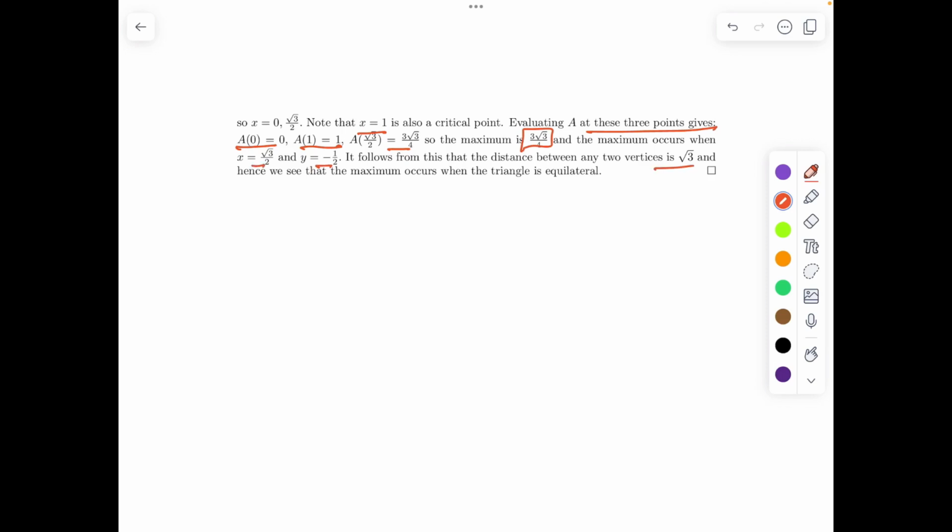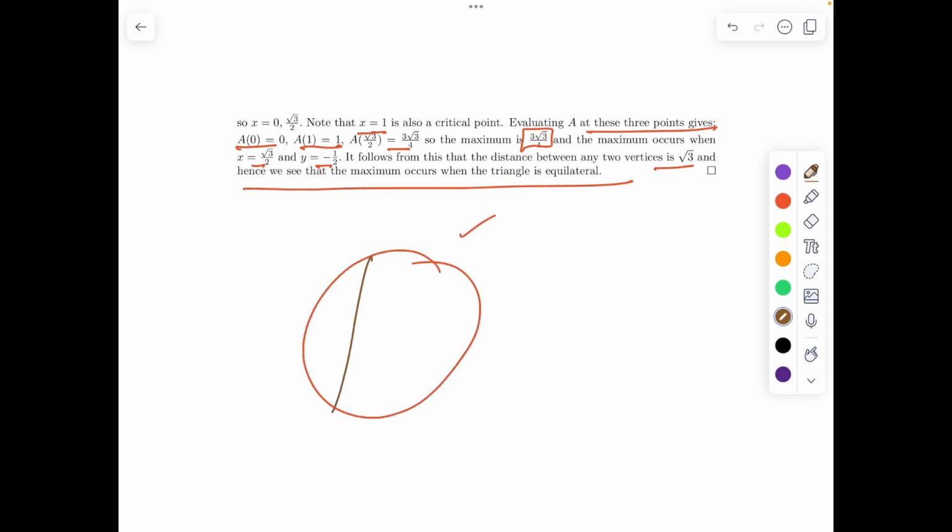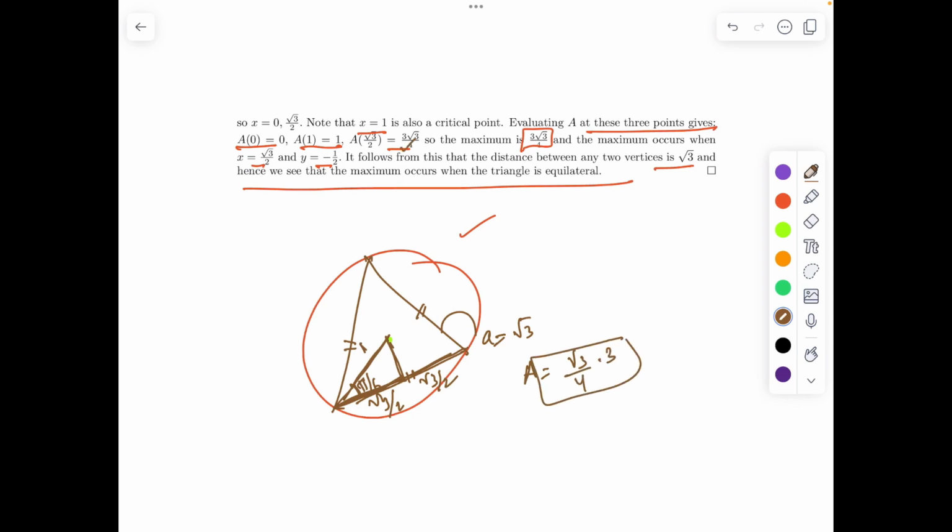So it follows from this that the distance between any two vertices is root 3, and hence the maximum area of any triangle in a unit circle will be the one when it's an equilateral triangle. And you can easily find, once you know this result, by basic geometry, because let's say this is 1, this angle is pi by 6, right? So the base of the equilateral triangle, we know it's 1 cos pi by 6, which is root 3 by 2, and this is root 3 by 2, and the side length of this equilateral triangle is going to be root 3, hence area is root 3 by 4 into a square, so 3 root 3 by 4, which matches with this description.